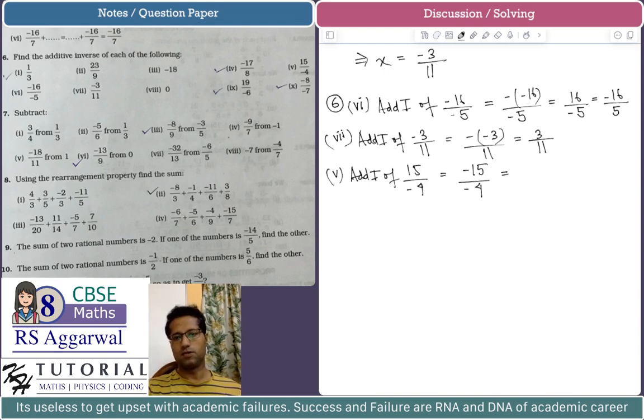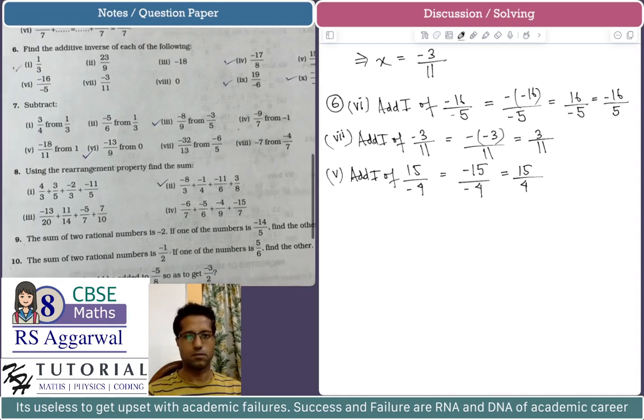Now this is nothing but 15 by 4, because if both the numerator and the denominator are of the same sign, then the rational number is a positive rational number. Only when the numerator and the denominator of a rational number are of opposite sign, the rational number is negative. Okay. What else can we do? The rest you can do very easily, I am quite sure, but let's do it.